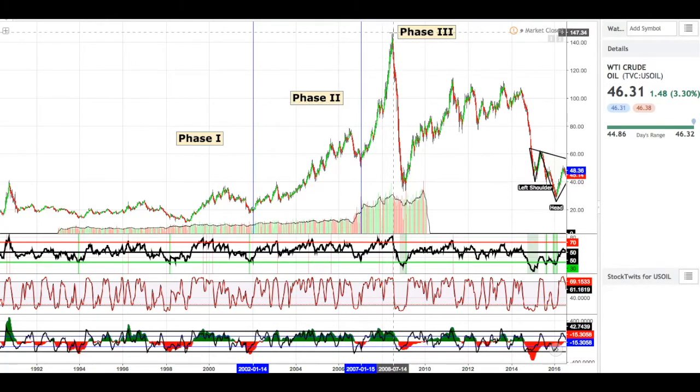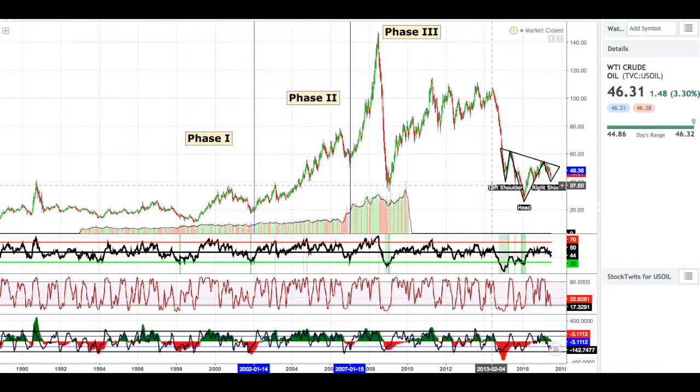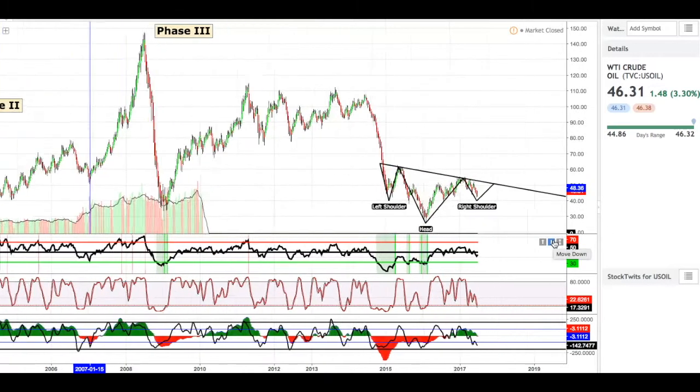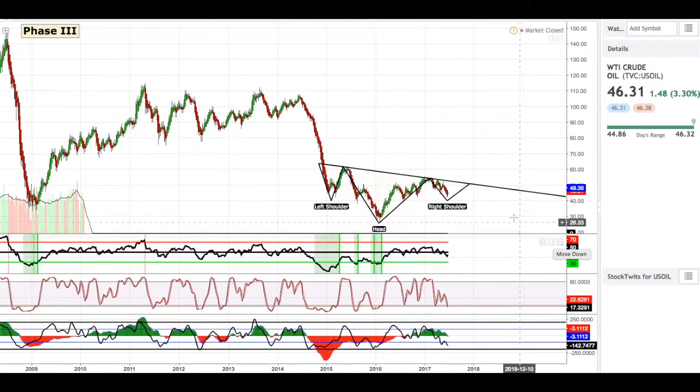I think it got up to 150, 148 at one point, and then phase four, we've been in this corrective phase here. I would probably draw phase four right through here, and we are in the later part of this US oil chart as far as the phases go. This stretches all the way back to 1995, I would say phase one started, and we are here over in 2017.